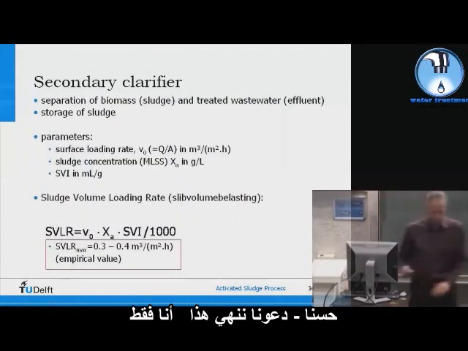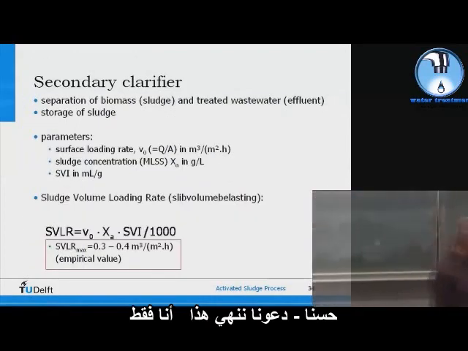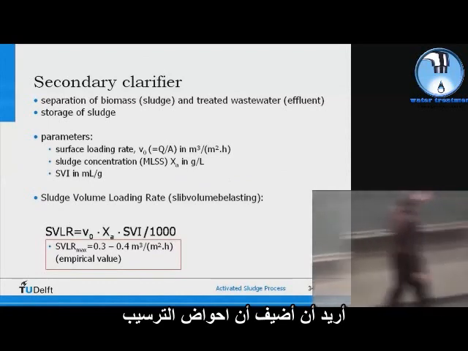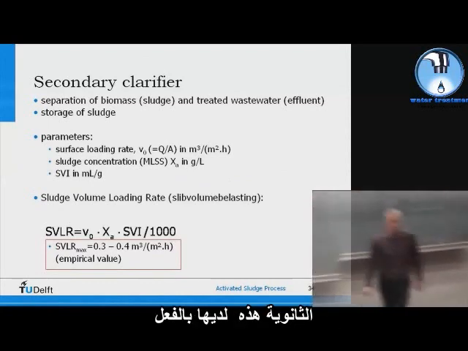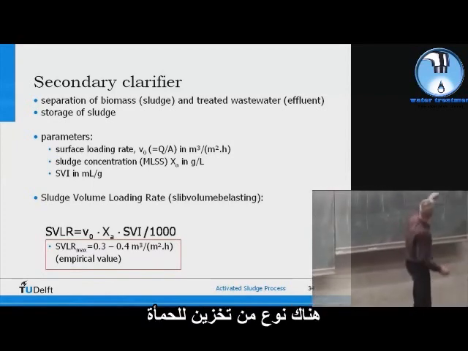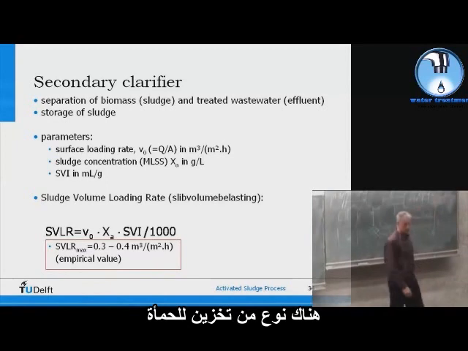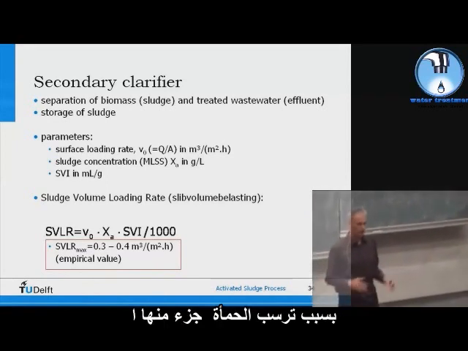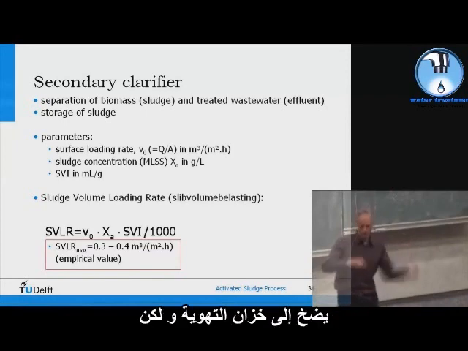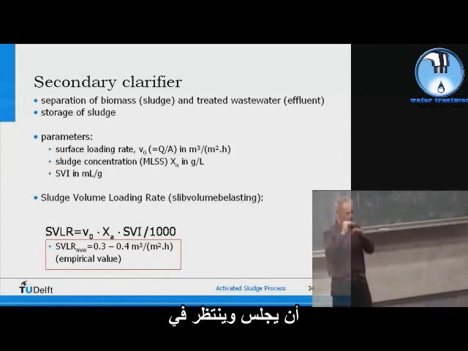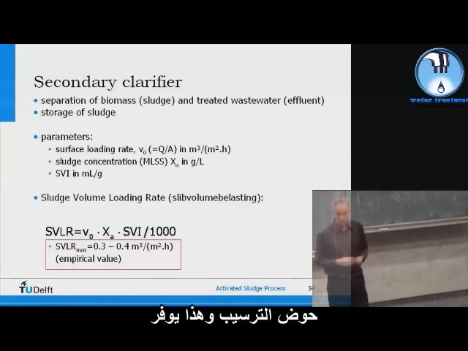Okay, so let's finish this. I just wanted to add that this secondary settling tank, as already suggested more or less in this drawing, is a kind of storage of sludge, because sludge settles and it's pumped back to the aeration tank, but there's a certain amount of sludge that's sitting and waiting in this settling tank.